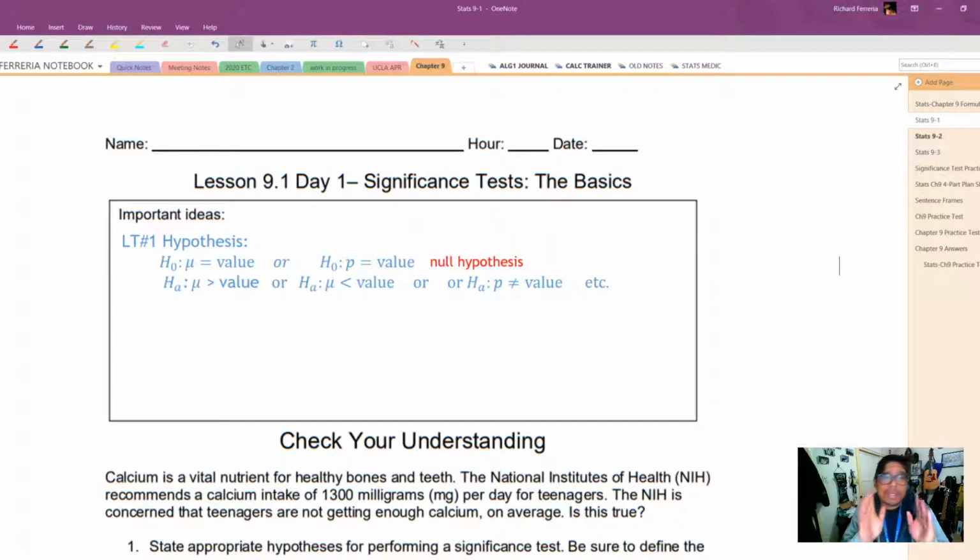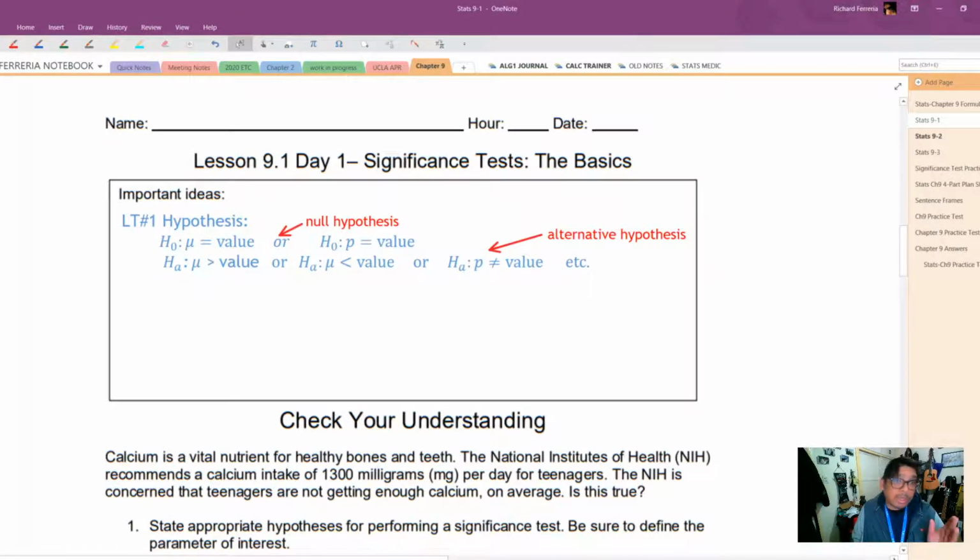Oftentimes, this is the number that we're trying to disprove. So if we're trying to show that the mean is not 14, then we have to go in with a null hypothesis that mu is 14. So it is a number that we're trying to disprove. And we're going to contrast that, or couple that, with the alternative hypothesis, HA.